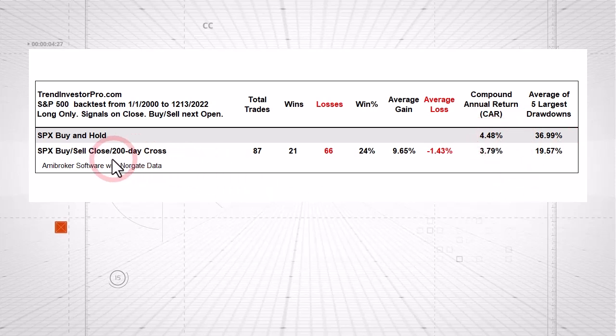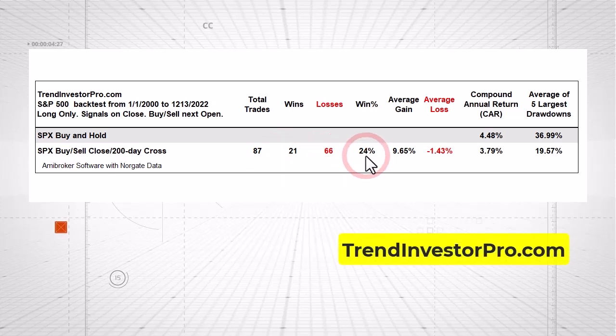So if we just apply a close above and below the 200-day moving average as a signal, we would have had 87 trades. So there's a lot of trading going on there. 21 winners, 66 losers, win percent 24%. That's not very good. A quarter of your trades are winning. 75% are losing because you're getting a lot of whipsaws. Average gain 9.65, average loss 1.43. That's okay, but still too many losses and a low win rate.